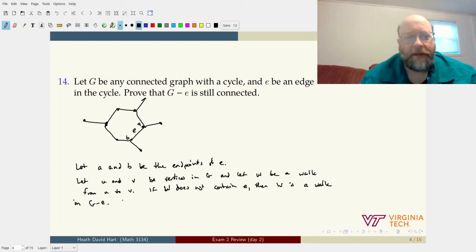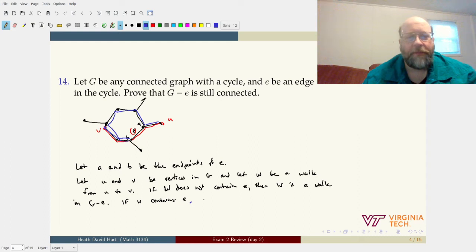If W does contain E, so I'm walking from some vertex U to some vertex V, and I've identified this walk that uses the edge E. What I'm going to propose is that we can replace this edge with the reverse of the cycle and then walk back to V. Now that's not a very efficient walk because I'm using some edges more than once, but that's still a walk from U to V.